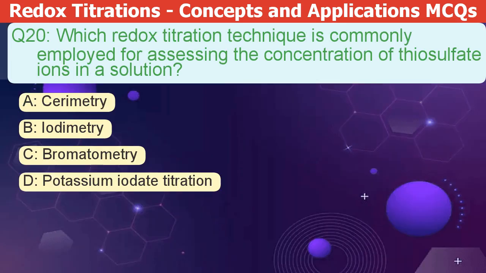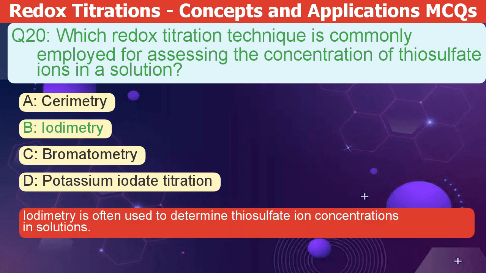Which redox titration technique is commonly employed for assessing the concentration of thiosulfate ions in a solution? A. Cerimetry. B. Iodimetry. C. Bromatometry. D. Potassium iodate titration. The correct answer is B. Iodimetry is often used to determine thiosulfate ion concentrations in solutions.